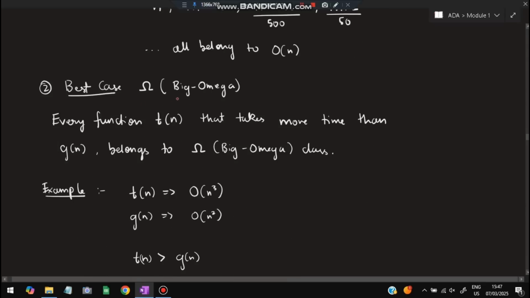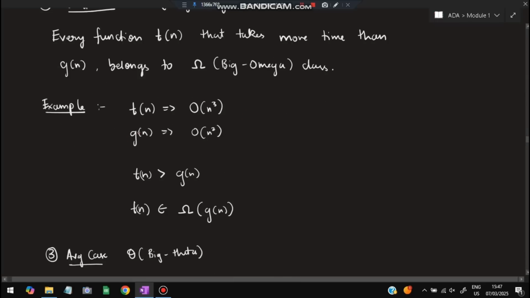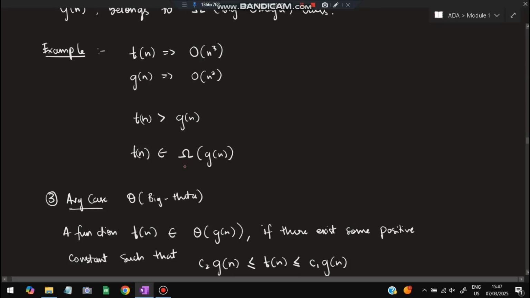Now best case scenario means no matter how efficient I make T of n, it will never become less than G of n. For example, if T of n is O of n cube and G of n is n square, no matter what I do to this, whatever I do, it will never become less time than n square. n square will always take less time. So in this scenario I can say T of n belongs to the best case of G of n.